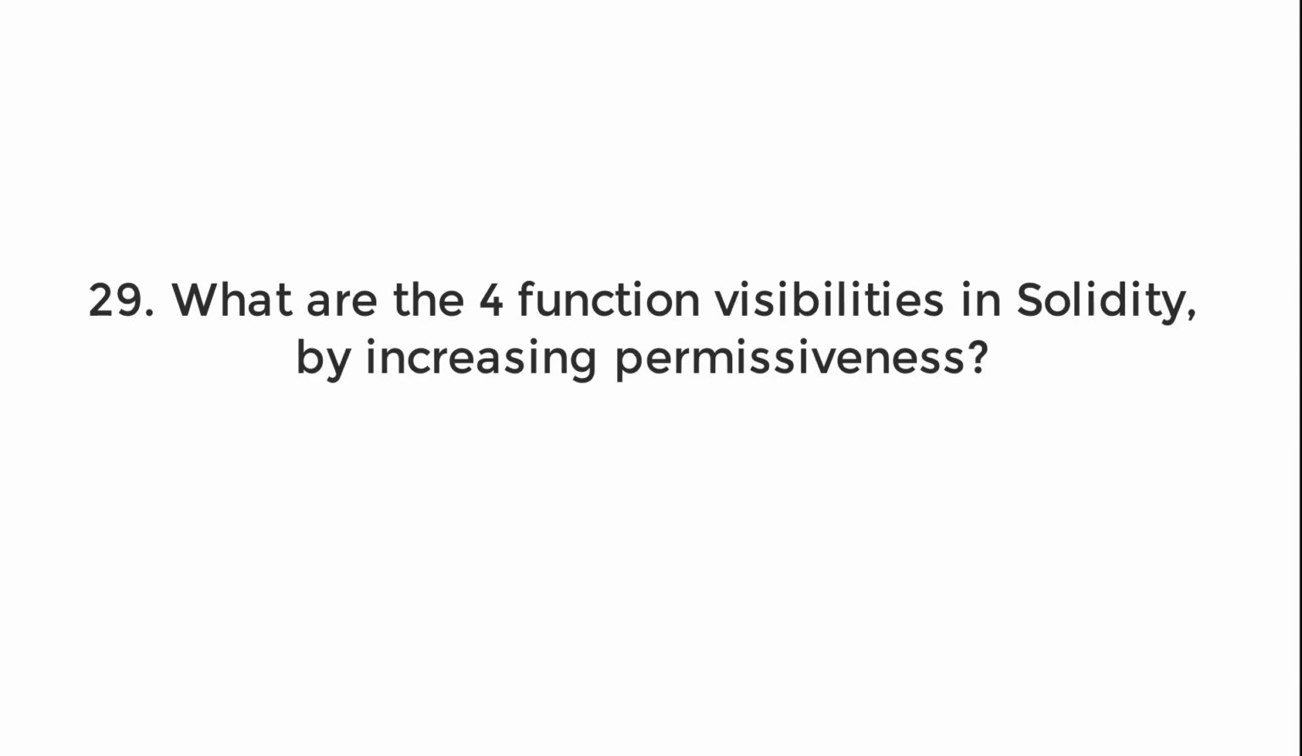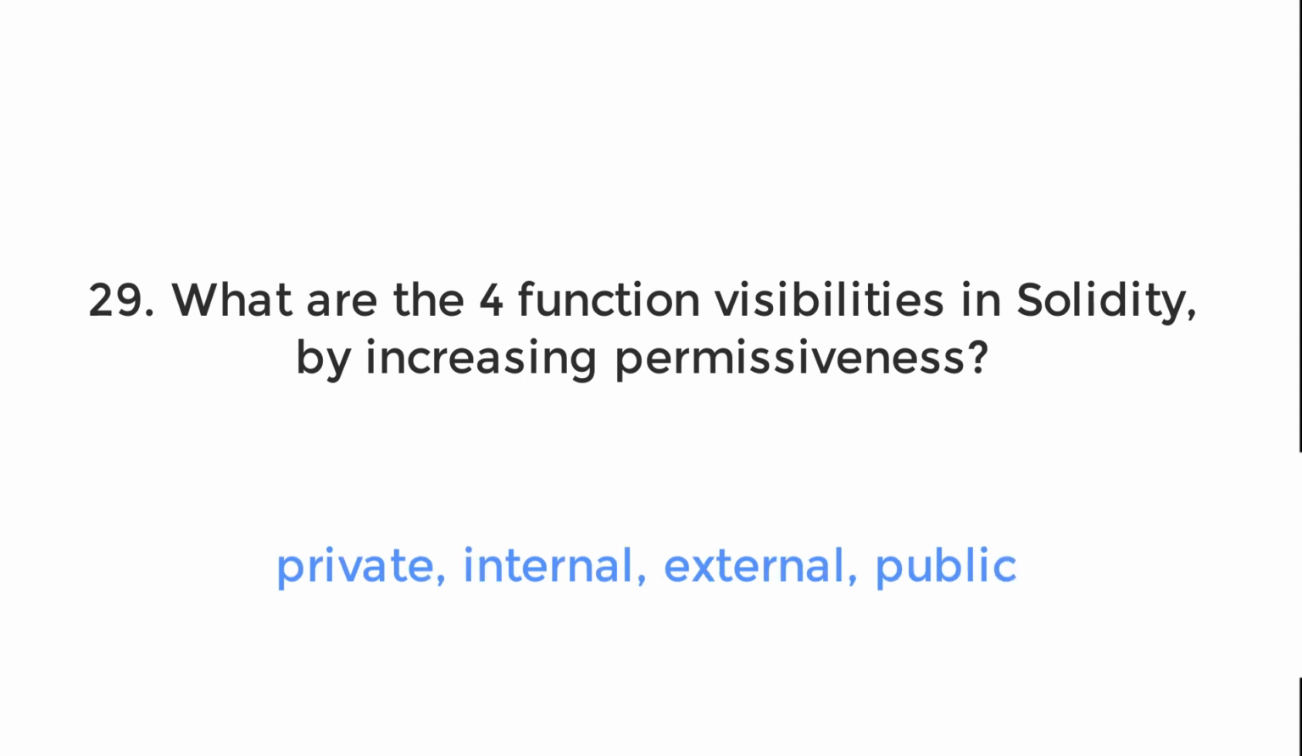What are the 4 function visibilities in Solidity by increasing permissiveness? The most strict visibility is private. That means that the function can only be called from inside the same contract. Then you have internal, which means it can only be called from inside the contract or another contract that inherits from it. Then you have external, which means the function can only be called from outside the smart contract. And finally, you have public, which means it can be called both from functions inside the smart contract and also from outside the smart contract.